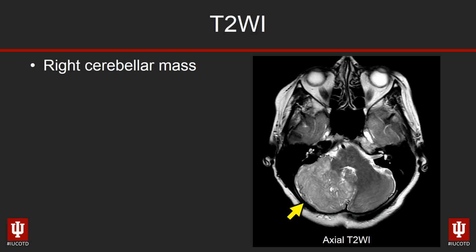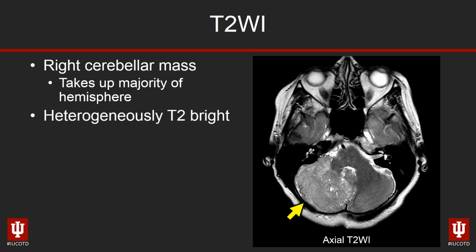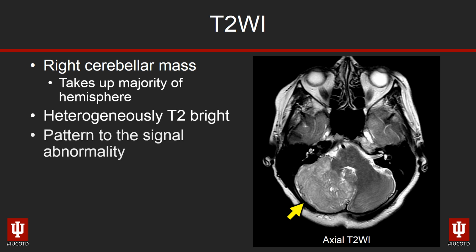Alright, let's take a look at the imaging. First up, our axial T2 weighted image, and what should be pretty apparent is we're dealing with a right cerebellar mass, as denoted here by the yellow arrow. Now this really takes up the majority of that right cerebellar hemisphere. It's very diffuse, and it's got bright signal intensity. It's heterogeneous, but certainly it's bright, especially when you compare it to the remainder of the left cerebellum and the brainstem that we see on this image here.